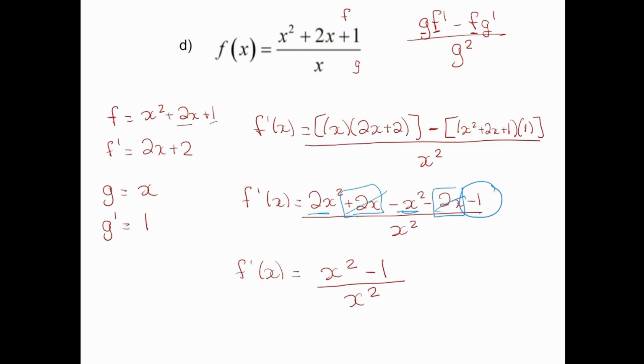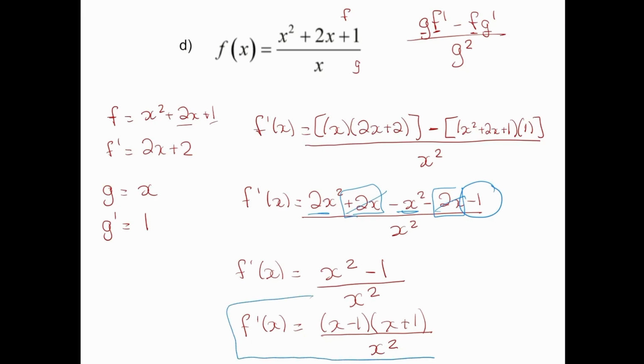Now, if I want to put this in proper form, I'm going to go ahead and factor out the top. So we have x minus 1, x plus 1, all over x squared. And that is where we will leave that one. So our derivative is x minus 1, x plus 1, all over x squared.